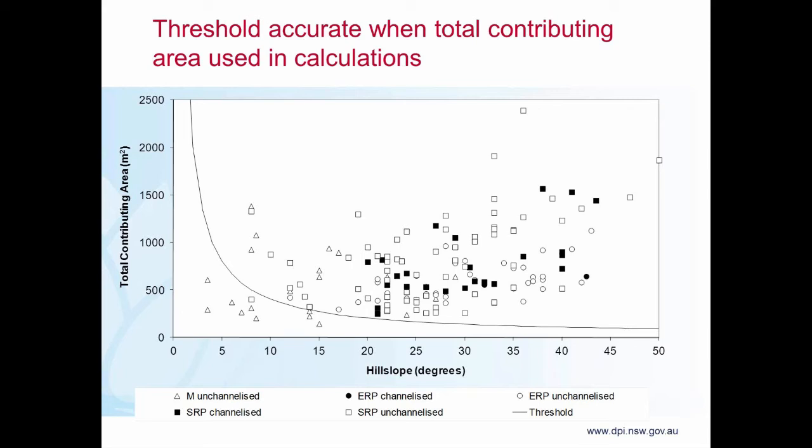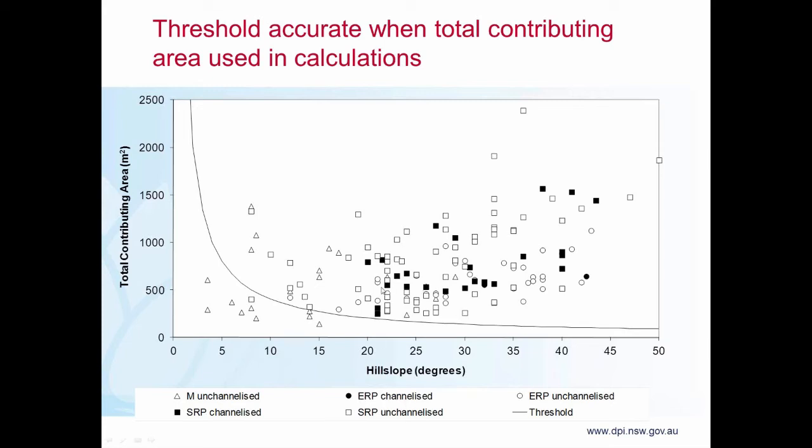So what do we find? Actually, that threshold, if we included the total contributing area above the road drain, was 100% accurate in predicting whether drain outlets would be gullied or not. So these are the darkened squares and circles. So a square there, SRP, meaning a sump with a relief pipe, and ERP being an elbow, that's the curved relief pipe, sump and relief pipe.